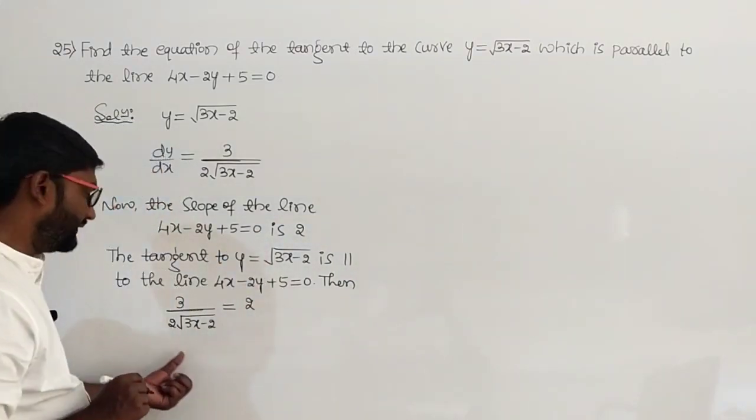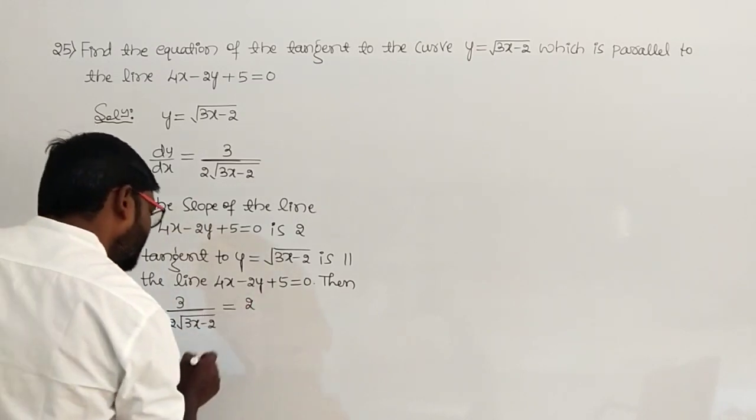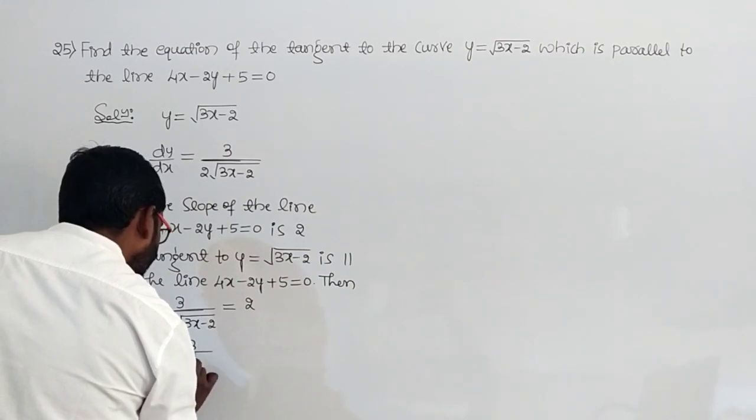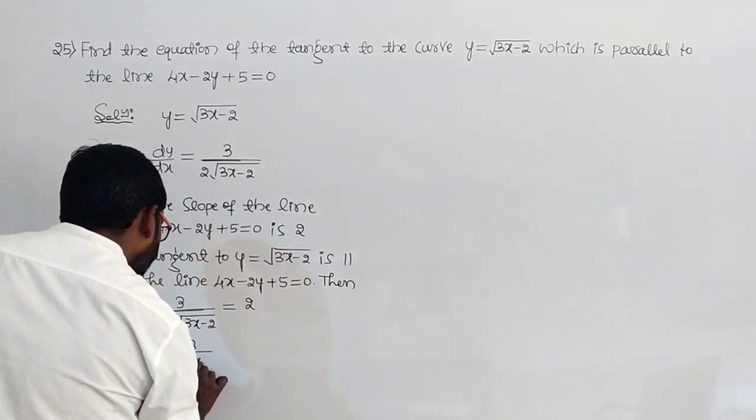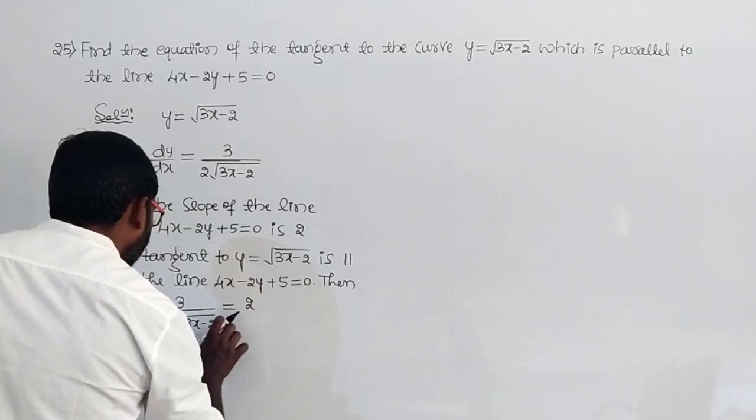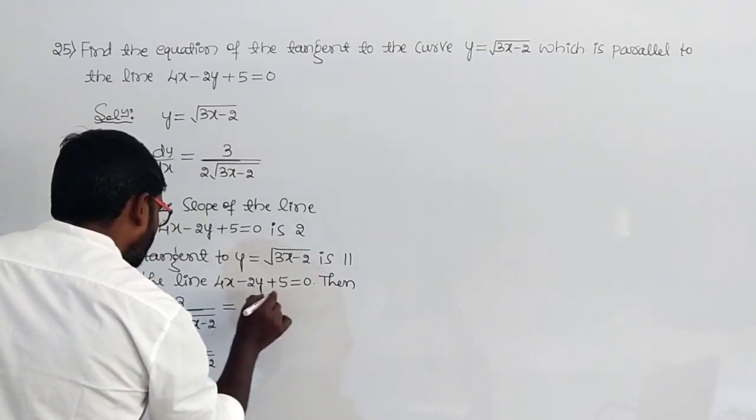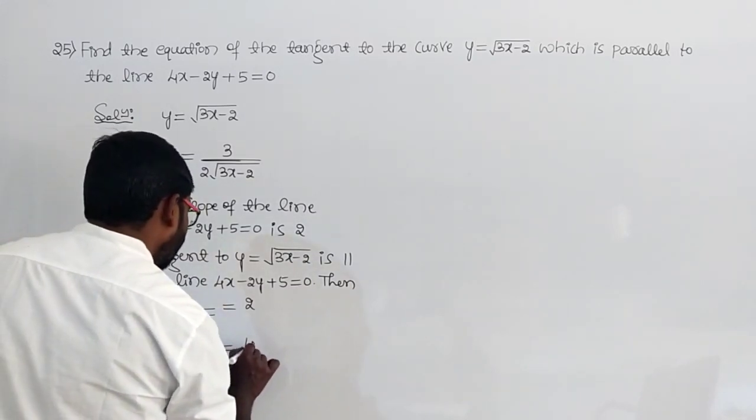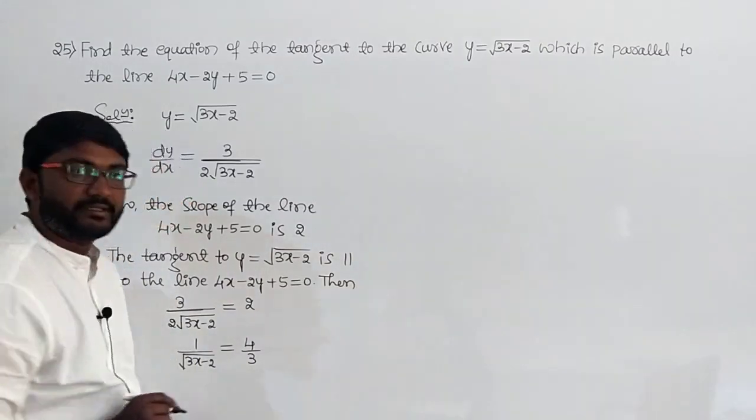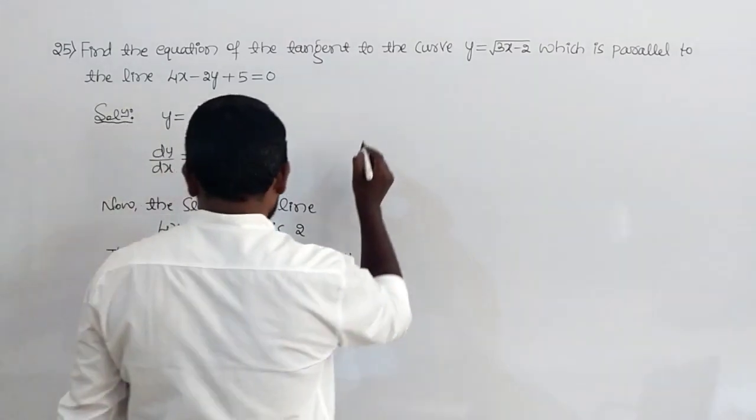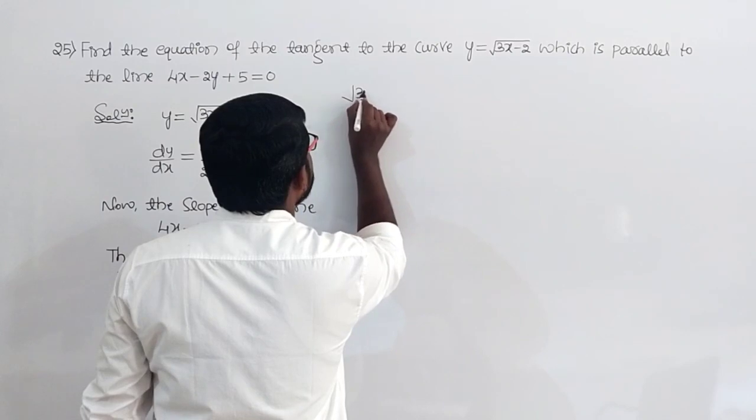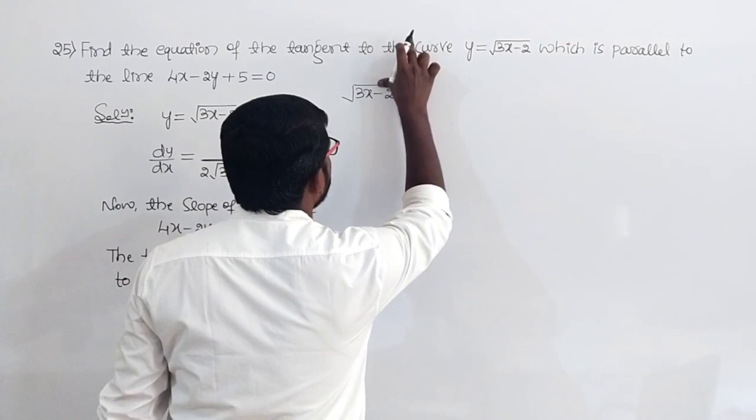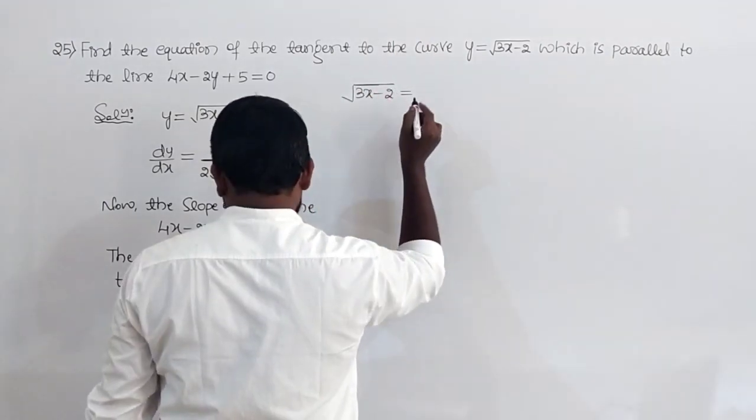Now we will have to simplify this. Take 2 to the RHS, it will be multiplied with 2. So overall you get 3 divided by square root of 3x minus 2, or else take 3 by 2 to the RHS, it becomes 2 by 3. 1 divided by square root of 3x minus 2, you get 4 by 3. So now take up the reciprocal, you get square root of 3x minus 2 which is equal to 3 by 4.